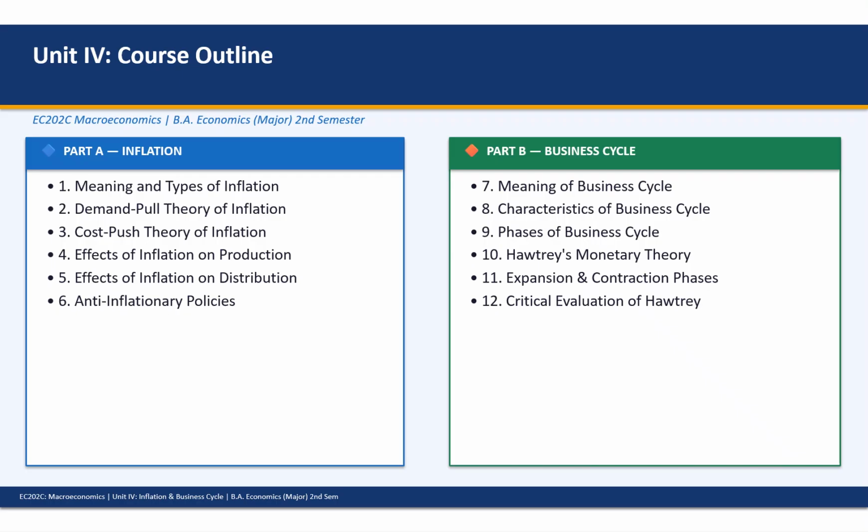In part B, business cycle, we'll cover the meaning of business cycle, its characteristics, phases, Hawtrey's monetary theory, expansion and contraction phases, and the critical evaluation of Hawtrey's theory. This part explains the repeated ups and downs of economic activity over time.